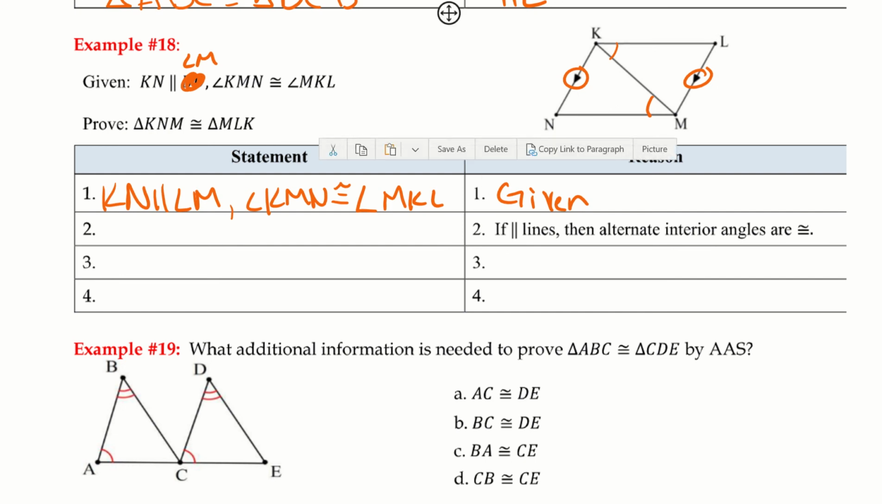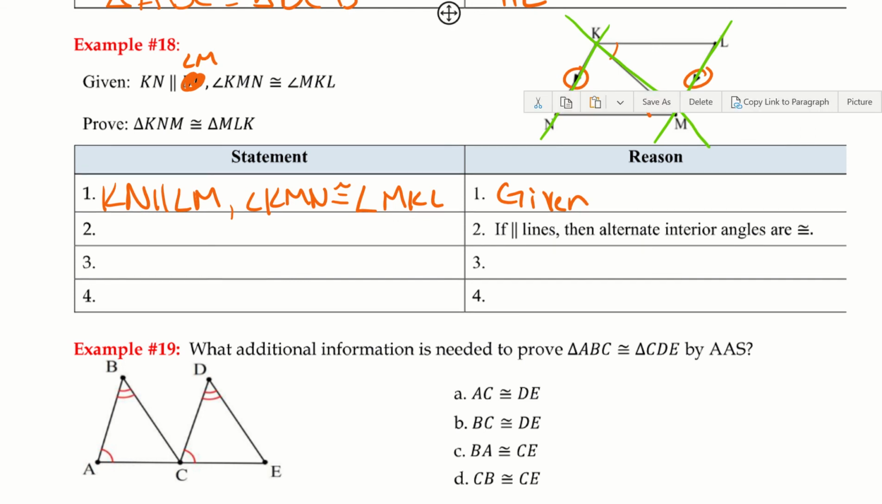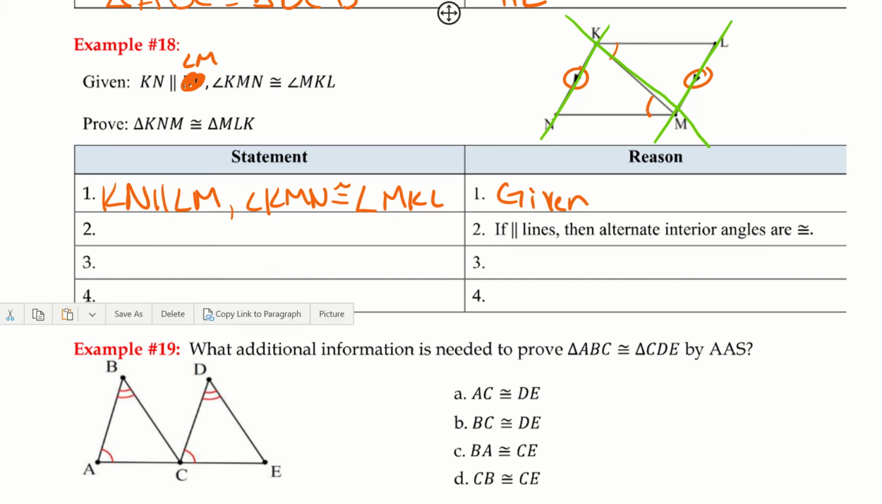So if we imagine this, how we have had it in the past, we have parallel lines here, and then we have our transversal. We have one set of interior angles, but those are already named. We have another set here. So I can now say that angle NKM is congruent to angle LMK.